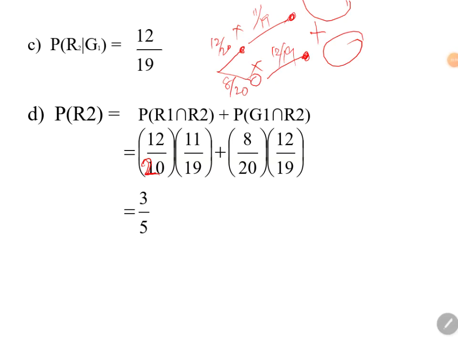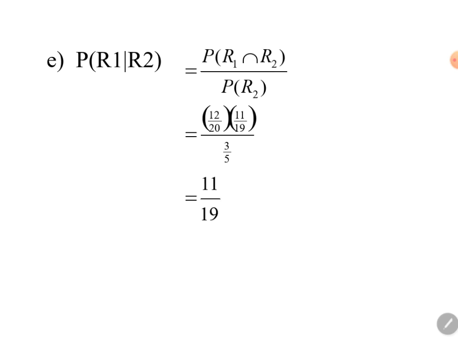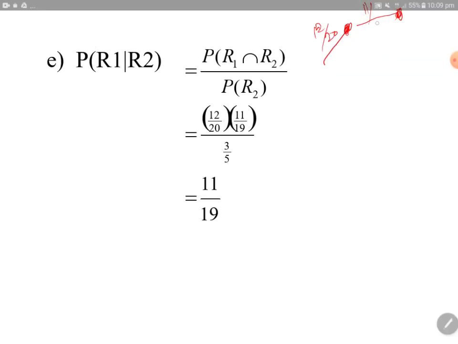For question E, the probability that the first one is red given that the second one is red. So now it is the probability of R1 given R2. The one that we have in a branch is R2 given R1. So for this one, we need to use the formula. It will be the probability of R1 intersect with R2 divided by the probability of R2. What is the probability of R1 intersect with R2? We can multiply along the branch. R1, red 1, the second one also red, so this is 12 over 20 and 11 over 19.